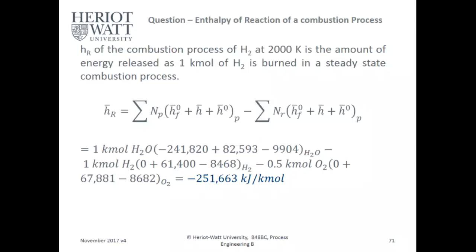61,400 minus 8,468, minus 0.5 kilomoles of O2 times 67,881 minus 8,682 equals negative 251,663 kilojoules per kilomole.